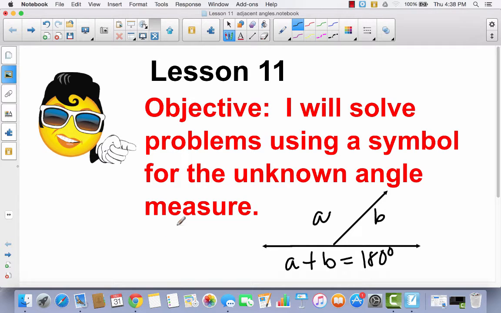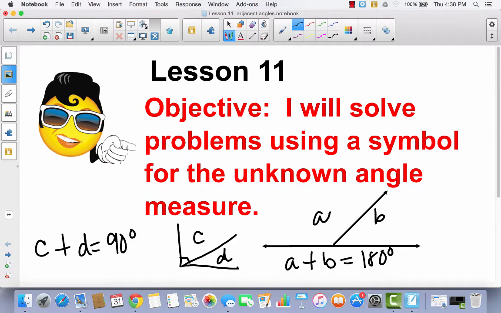And we did the exact same thing with a 90-degree angle. I know that's not perfect, but if I had a 90-degree angle divided into angle C and angle D, I know that angle C plus angle D equals 90 degrees. So if I know either one of these angles, then I can figure out the other one. Same thing here: if I know angle A, I can figure out angle B, or if I know angle B, I know angle A.